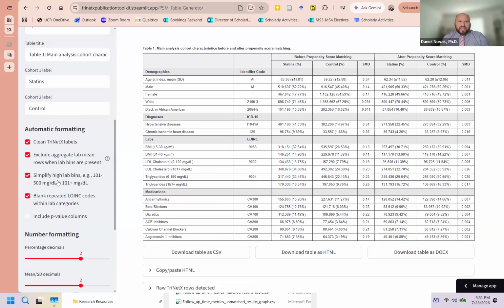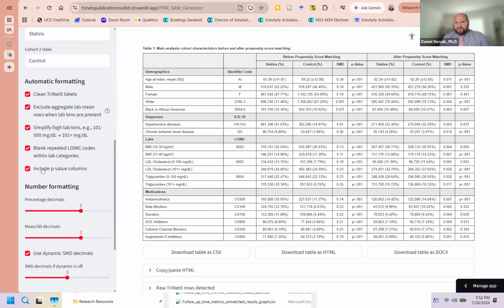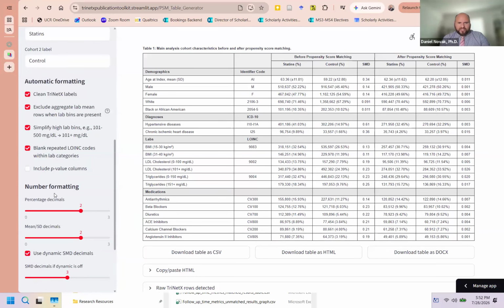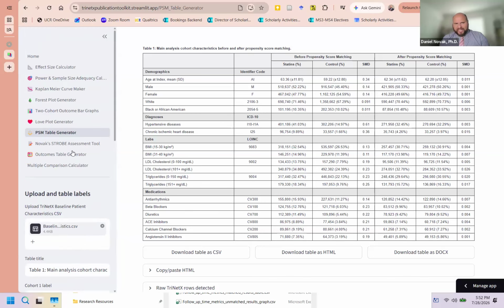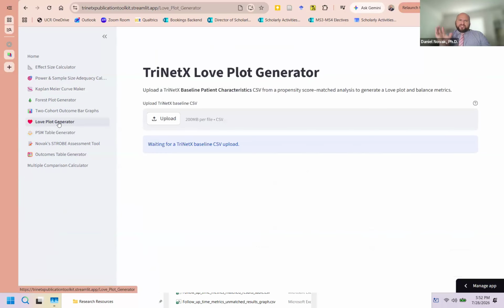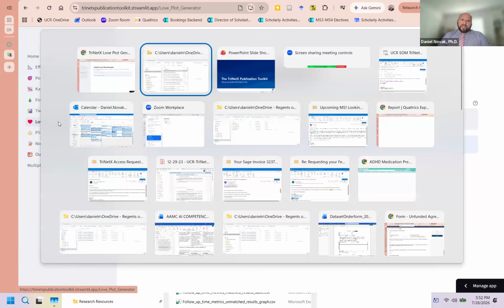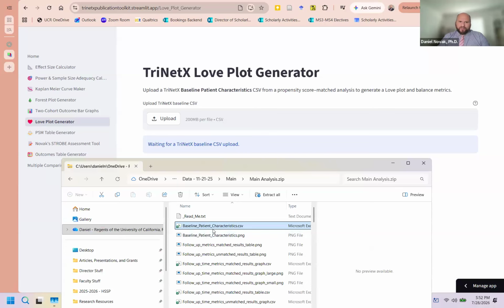And there's lots of different options. You can include p-values if you want, or you can not include them, and you can change the decimals and all sorts of stuff like that that can be useful. Now, that's great for a manuscript, but those tables can be kind of hard to read on a poster.